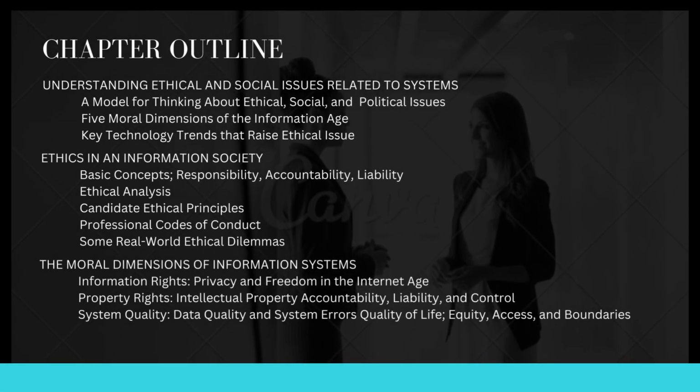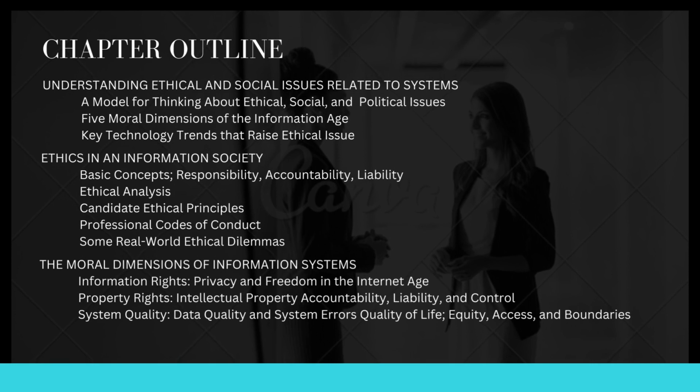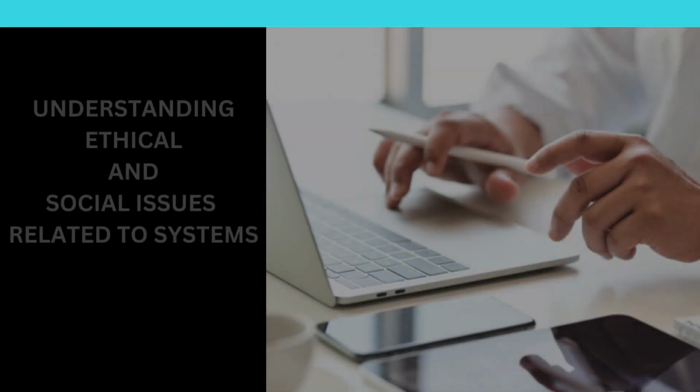So, for the chapter outline, we will be talking about three main topics here. First is understanding ethical and social issues related to systems, second is ethics in an information society, and third is the moral dimensions of information systems. And then the subtopics of each main topic will be discussed later on.